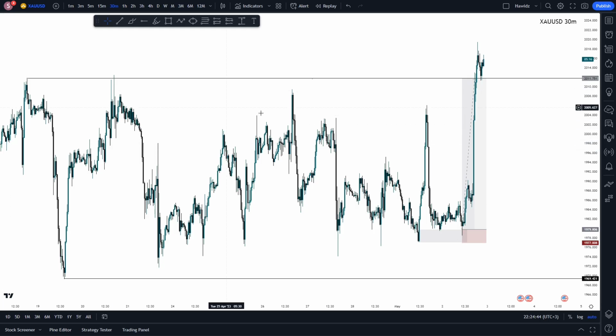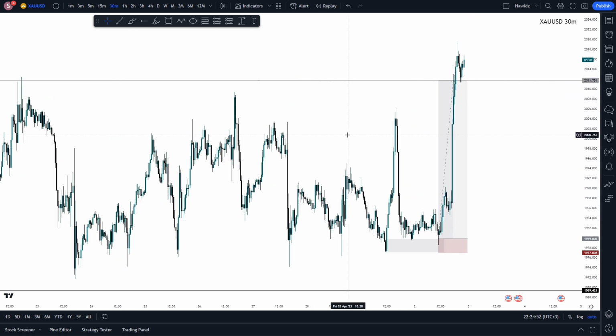On today's video, guys, we're going to be breaking down this gold entry right here, which we took today through smart money concepts. Now, before we get into that, let's just clear this whole chart here, right? And let's get into it.